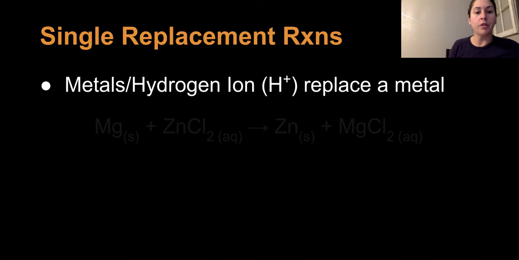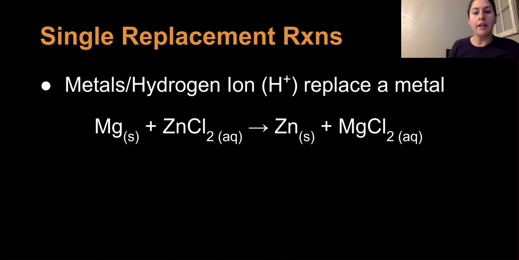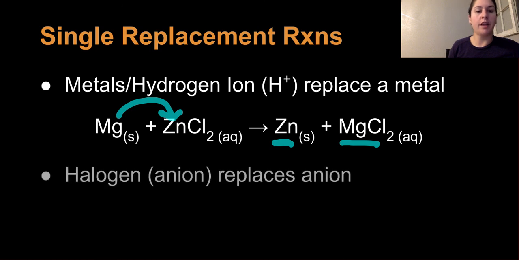Here's an example. So if we see that magnesium, so magnesium is going to be our single metal, and magnesium happens to be more reactive than zinc, so magnesium ends up replacing zinc in this, and we end up with zinc being by itself and magnesium going into the compound, okay? And so we'll end up with zinc being deposited. And we can also see the same thing, and here's another example.